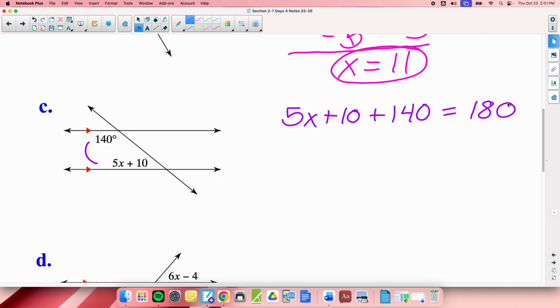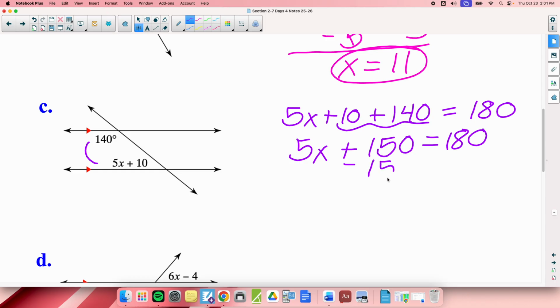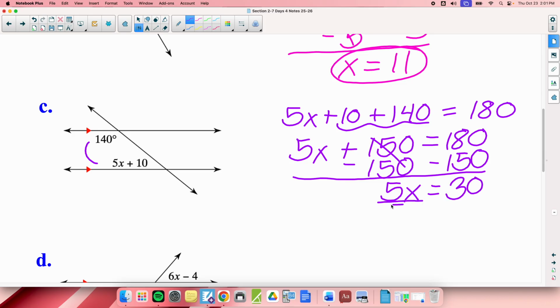Okay. All right. Now, what's 10 plus 140? Yep. And then what would we do? Very good. And then divide by 5. Very good. So 5x would equal, what's 180 minus 150? 30. What's 30 divided by 5? Very good.